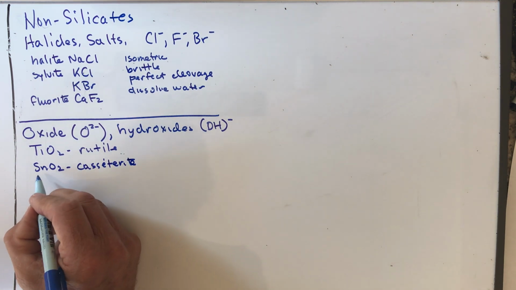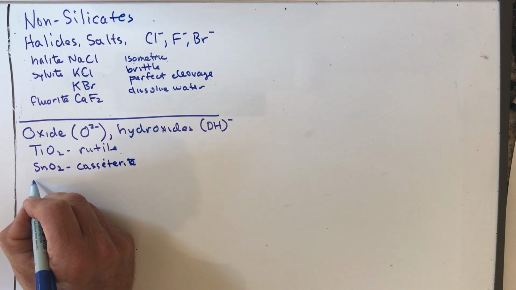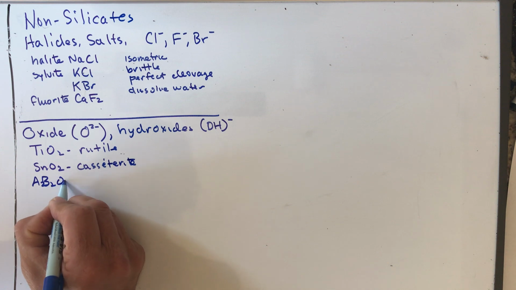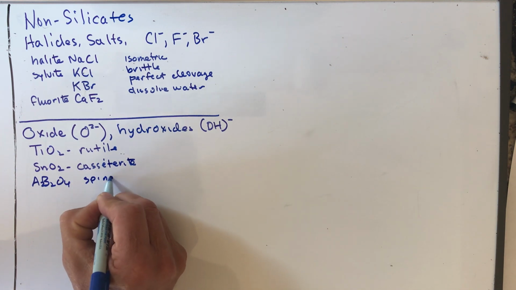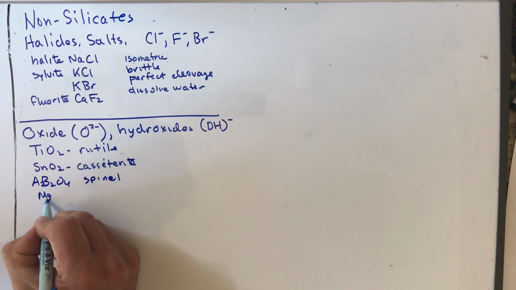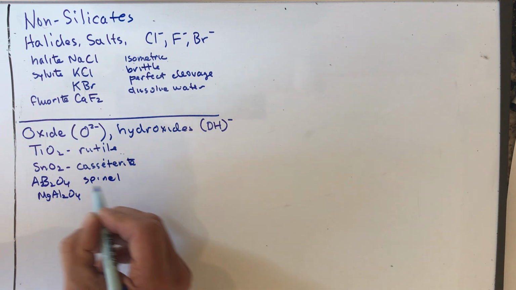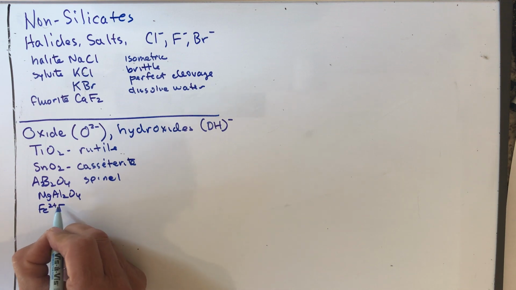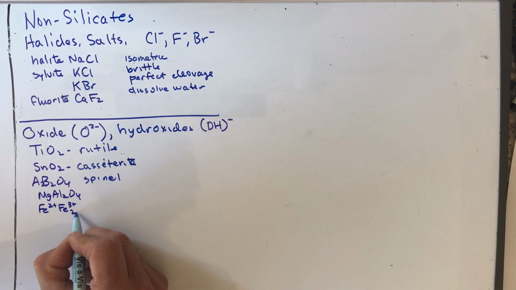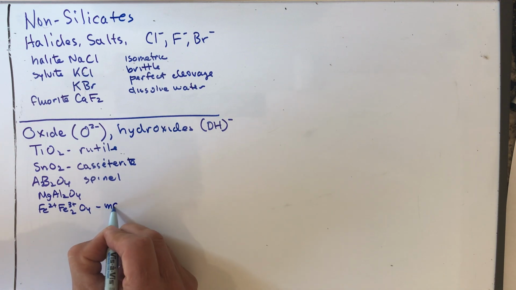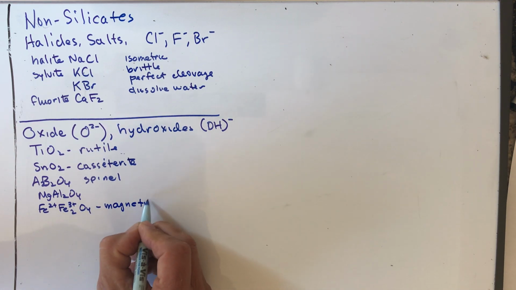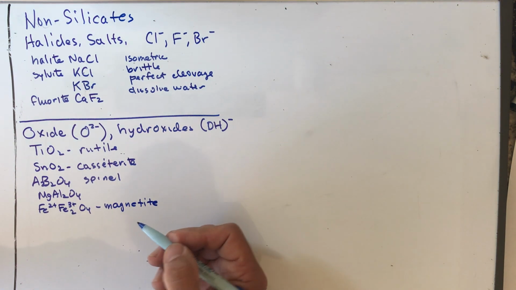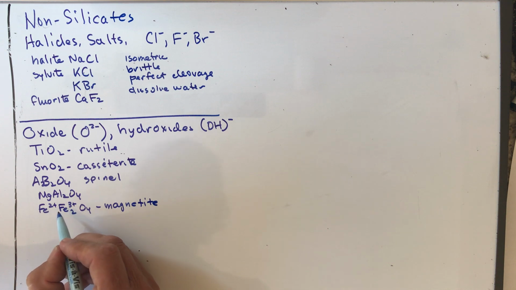and also spinels. The general formula for spinel is AB2O4, and that includes the mineral spinel, MgAl2O4, and Fe2+Fe3+ taken twice, O4, which is magnetite, the most important and strongly magnetic iron mineral. So magnetite has both iron 2+ and 3+.